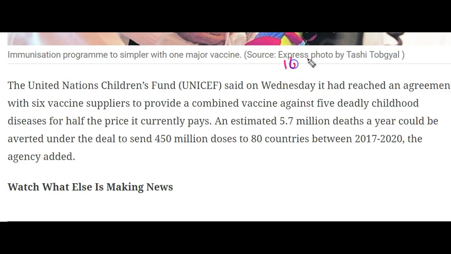So, for the last 16 years, UNICEF was asking the suppliers to reduce the price of pentavalent vaccine so that poor children will benefit a lot. In this background, recently a deal was reached between the vaccine suppliers and UNICEF. Because of the deal, it will benefit 5.7 million children. So 57 lakh deaths per year can be avoided because of this deal.